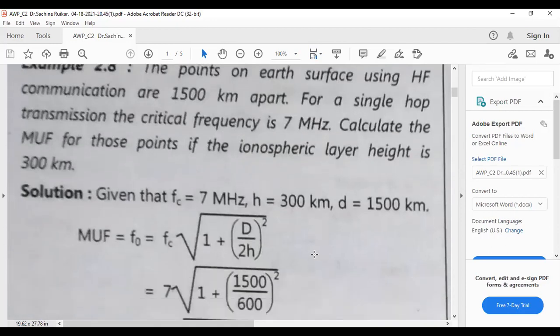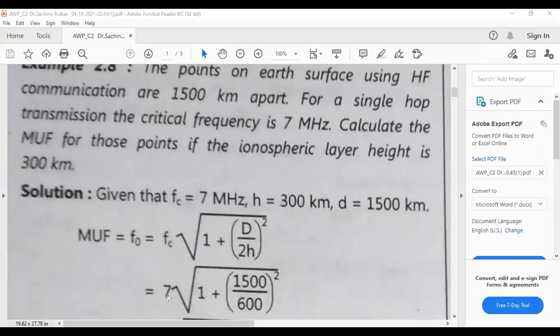So how can you calculate the MUF, which is also denoted as f0? In many textbooks they refer to it as f'. MUF is equal to the critical frequency times the root of 1 plus the bracket D divided by 2H, whole squared. We are aware that D is the distance and H is the height. Just mention what is given for the distance and the height, and as per the parameters given, substitute in the formula and get the answer.